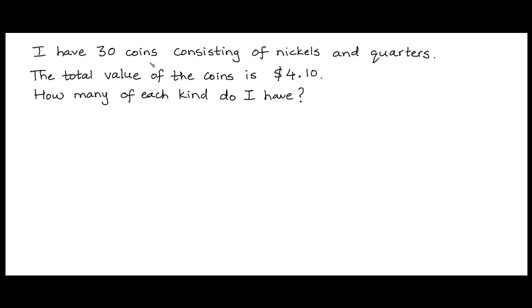I have 30 coins consisting of nickels and quarters. The total value of the coins is $4.10. How many coins of each kind do I have? A nickel is 5 cents and a quarter is 25 cents.